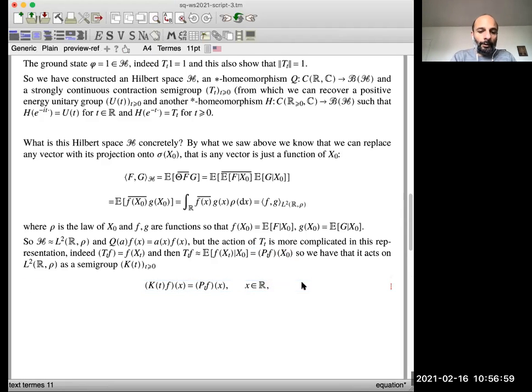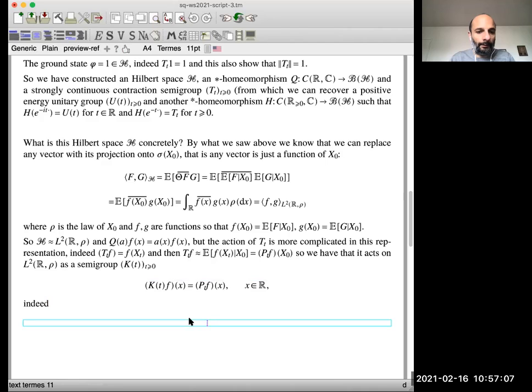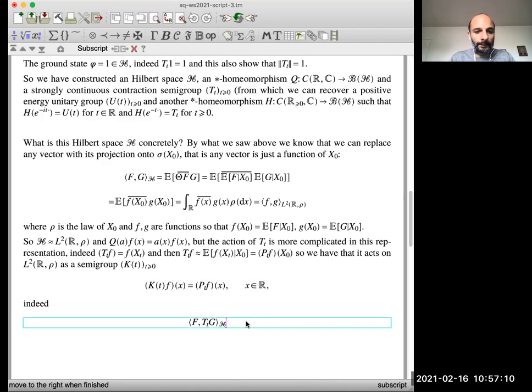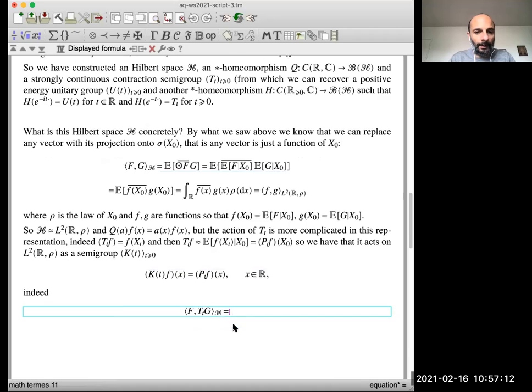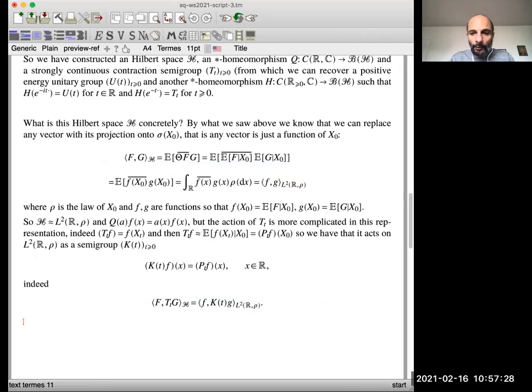If you don't understand what I'm saying, just remark that what I proved here is that if you have T_t, if you have two vectors, then the scalar product in this other vector space is equal to that of K_t. So you have an isomorphism between these two structures because you respect all the scalar products. I think I'm in a good position, I hope.